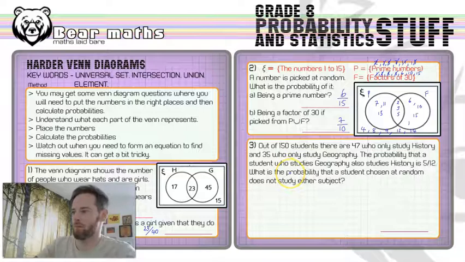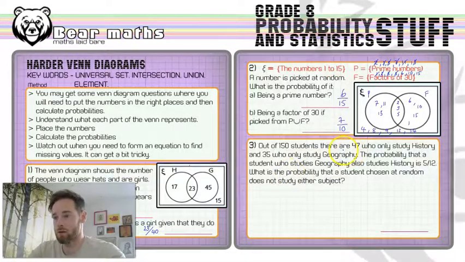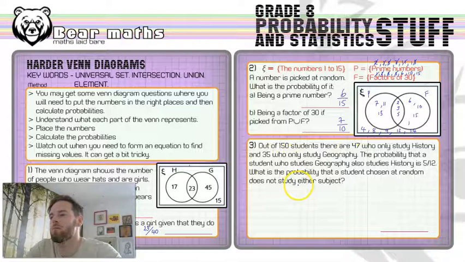Now, in number 3, out of 150 students, there are 47 who only study history and 35 who only study geography. If you see these words, it's probably useful to start thinking, maybe I could draw a Venn diagram, right? It's 2 things, only study this, only study that. Try and think about, okay, I'm probably able to do a Venn diagram. Probability, and if you see probability, you're thinking, I can use Venn diagrams to sort my probability questions out. The probability that a student who studies geography also studies history is 5/12.